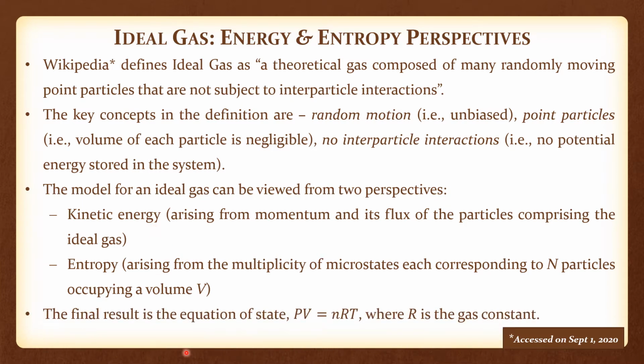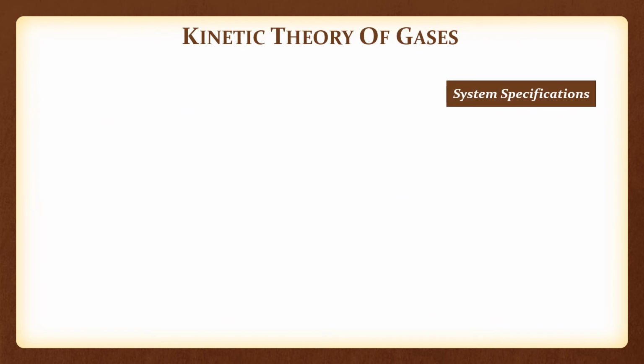So the final result is of course going to be the equation of state, the PVT relationship of the ideal gas, the very popular ideal gas equation of state. PV is equal to nRT, where n is the number of moles of the gas, R is the universal gas constant, T is temperature, V is volume, and P is pressure. So now we start with system specifications.